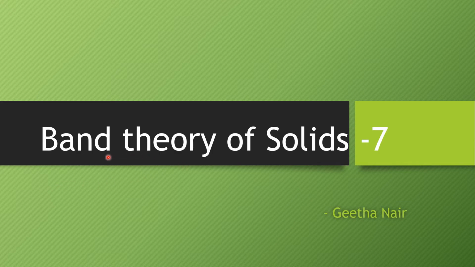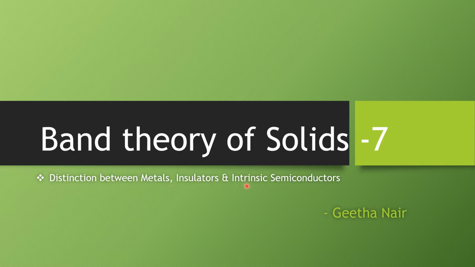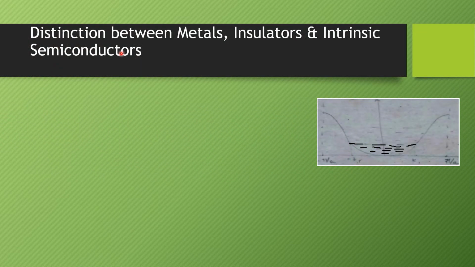This is the seventh part of the band theory of solids, where we will see the distinction between metals, insulators and intrinsic semiconductors. Distinction between metals, insulators and intrinsic semiconductors.